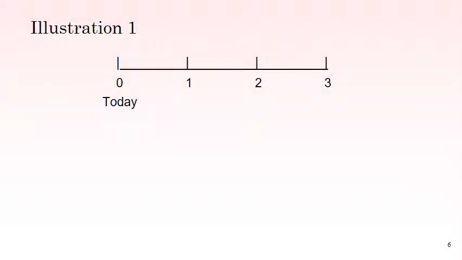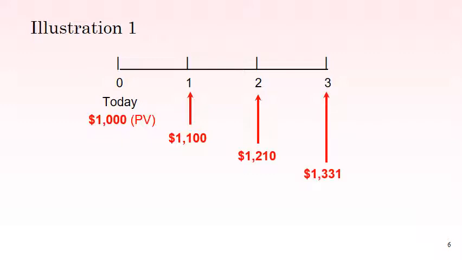Let's look at the timeline here. Today, the present value is 1,000. At the end of year 1 it is 1.1k. In year 2, the value increased to 1,210. At the end of year 3, it increases to 1331.